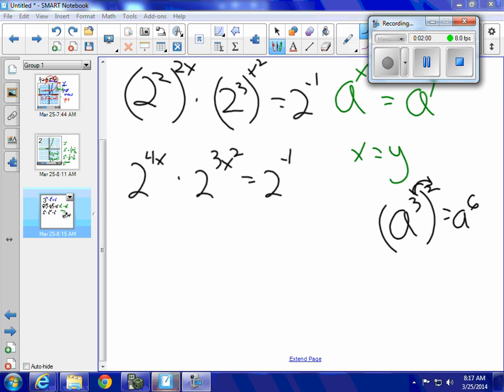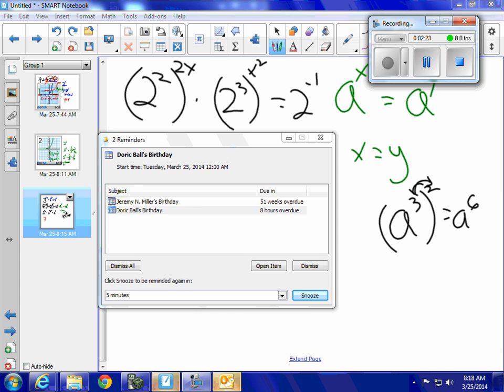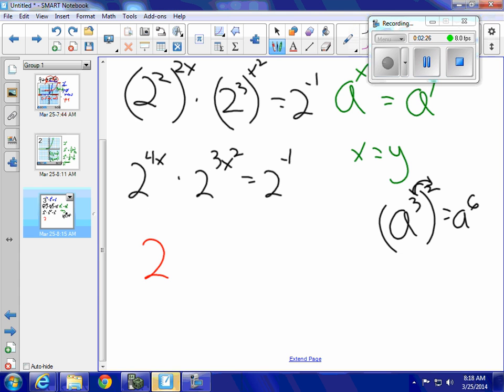What you don't want to do is 4x times 3x squared is equal to negative 1. Because, yes, this is a multiplication sign right there, but when we have the same base with exponents, we add the exponents. So what I have is 2 to the 4x plus 3x squared is equal to 2 to the negative 1. Everybody okay with that? Question on that? I'll pause.